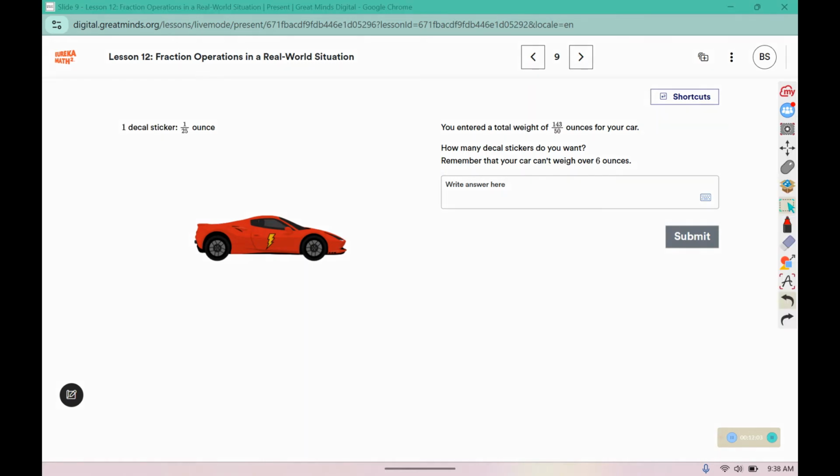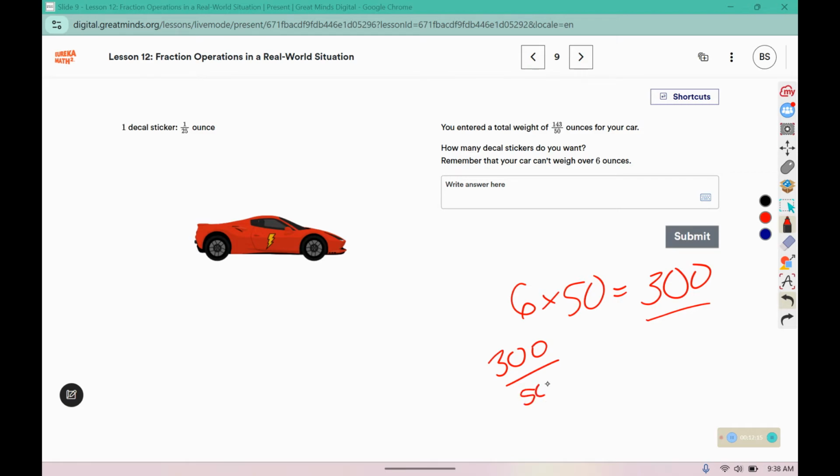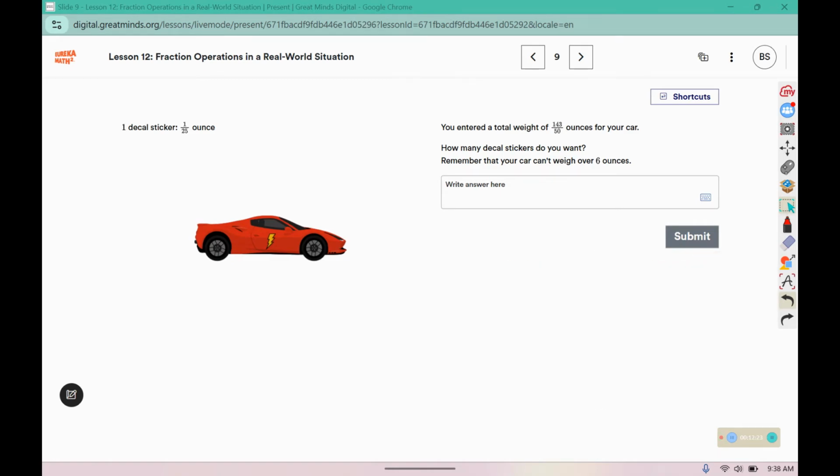Well, 6 times 50 would be 300. So 300/50ths is my maximum weight. So I can add multiple decals. I'm going to add 2, 1 on each side.